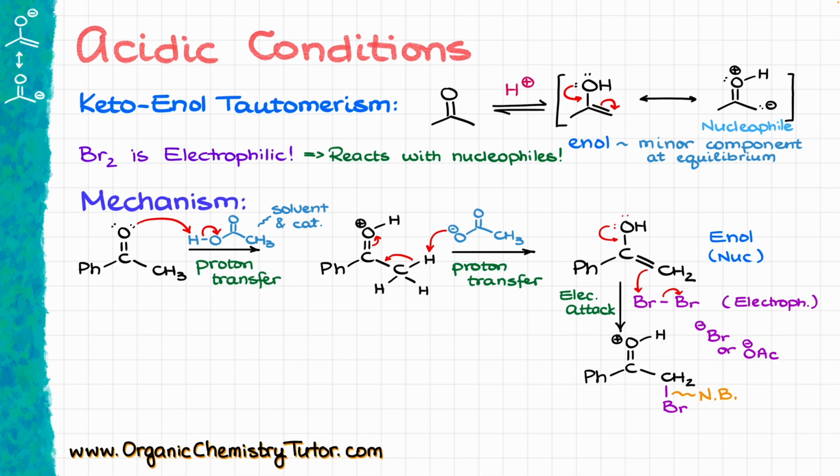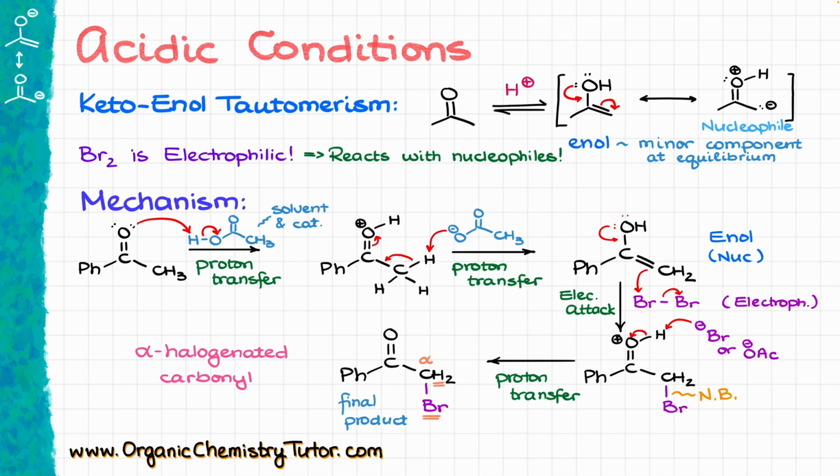So if I am going to show it with my Br-, I will show these electrons coming in and grabbing our proton, giving me my final product looking like this, where I have replaced one of the hydrogens in the alpha position to my carbonyl with a bromine atom. And because we have the halogen in the alpha position to our carbonyl, some instructors will refer to that as the alpha-halogenated carbonyl, and some textbooks will refer to that as well.